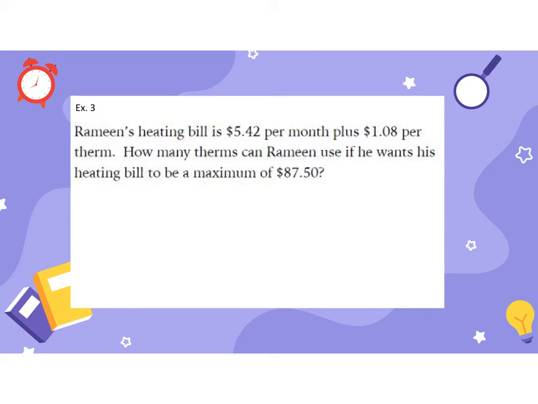Okay, example 3. Ramin's heating bill is $5.42 per month plus $1.08 per therm. How many therms can Ramin use if he wants his heating bill to be a maximum of $87.50?